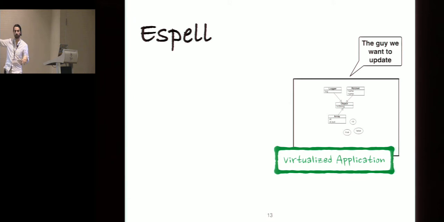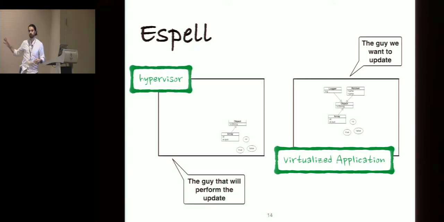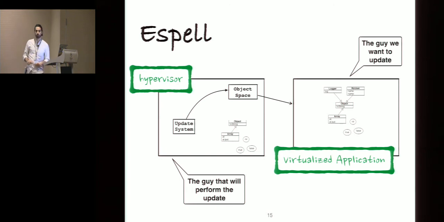So this is our normal application, and it is the guy that we want to update. Yeah? So far, so easy. Next to it, what we will put is another application. So both applications are written in the same language, actually. So in this case, it will be Faro. And we will put in that guy that we call the hypervisor, the update system. Yeah? So the update system will reside in an external application and will interact with this virtualized application through what we call an object space.